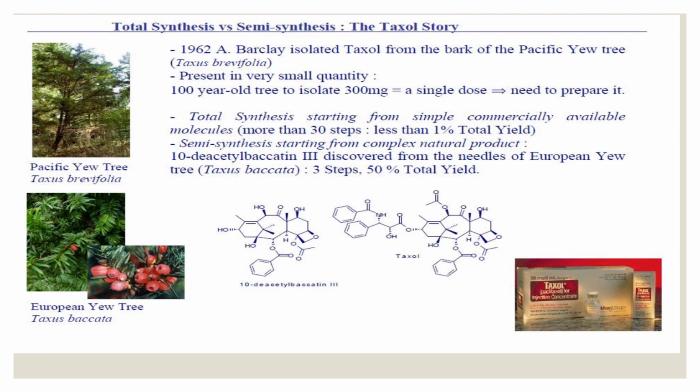Semi-synthesis starts from a complex natural product, using an intermediate known as 10-deacetylbaccatin, discovered from the needles of the European yew tree, Taxus baccata. By using 3 steps, you can get 50% of the total yield. So semi-synthesis is very important to boost the amount of yield.